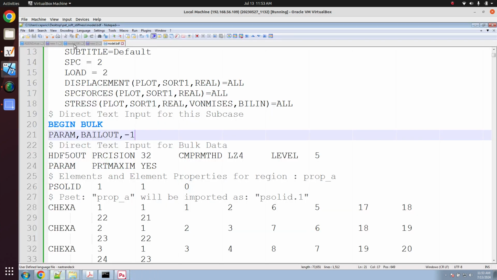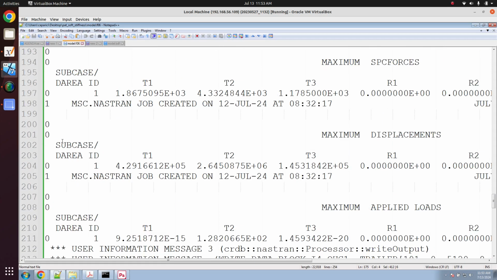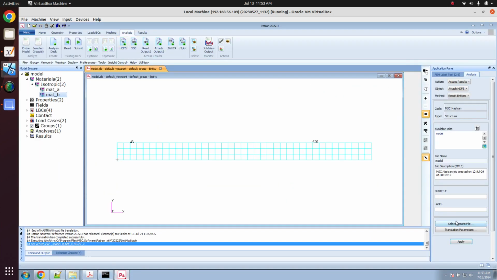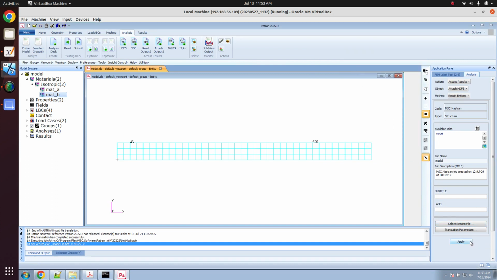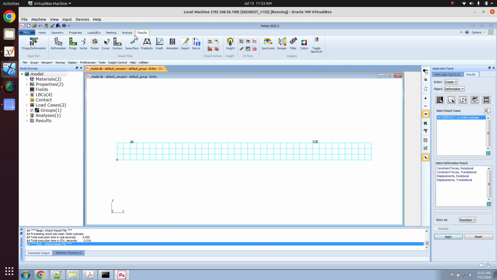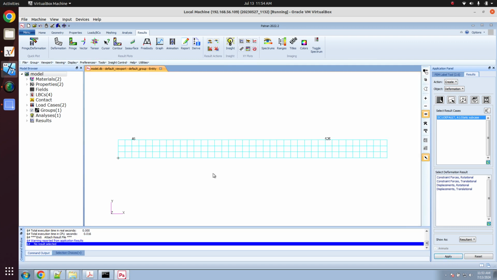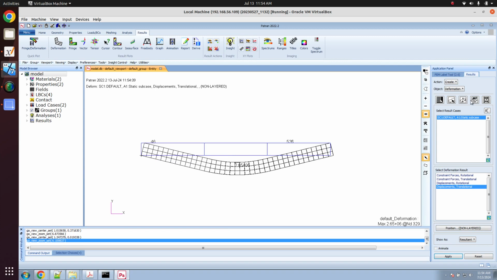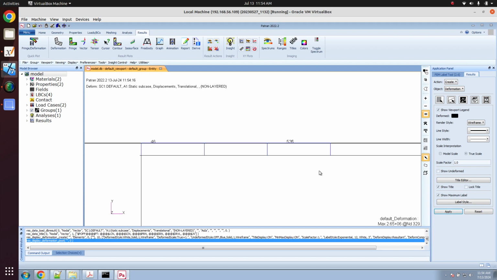Now, if we look in the F06 file, that UFM is now gone. And we have results. We have displacements here. And now you might be asking, okay, what do the displacements look like when we use this PARAM BAILOUT -1 entry? So here I've attached the results. Let's look at what the deformations look like. Oh, let me turn off the animation. Okay, right now we're looking at a scaled version of this deformation. Let me turn on the true scale.